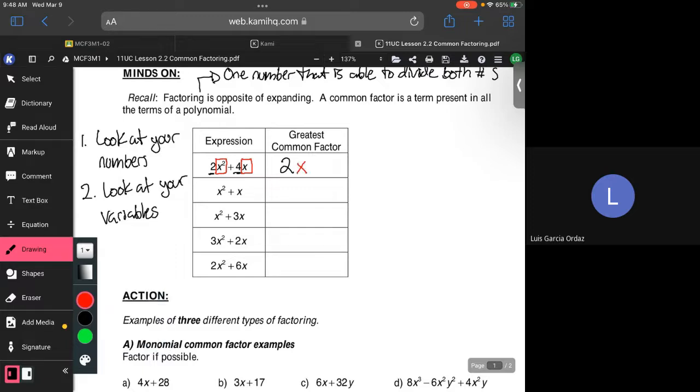The reason why it's not x squared is because my x doesn't have an exponent of 2. Okay? So when you're looking at your variables, you always take the one that has the lowest exponent. So the one that has the lowest exponent is your common factor.